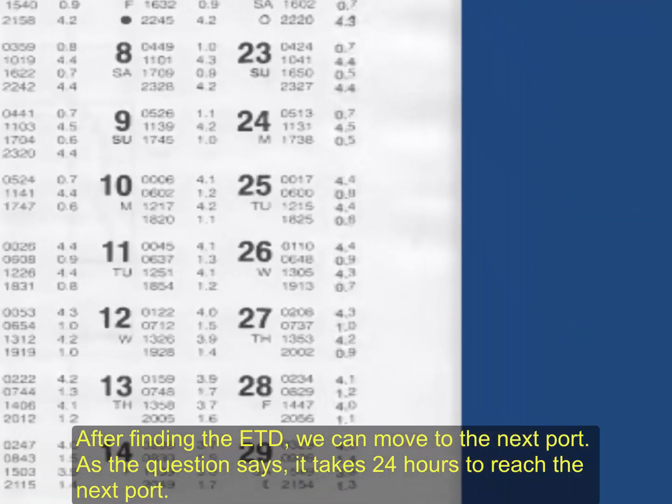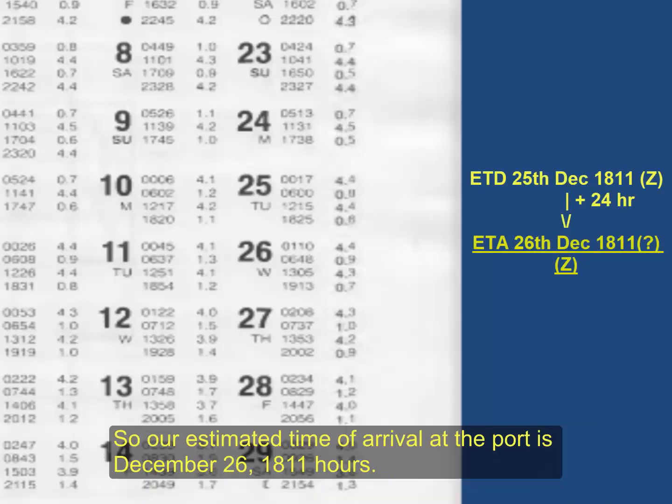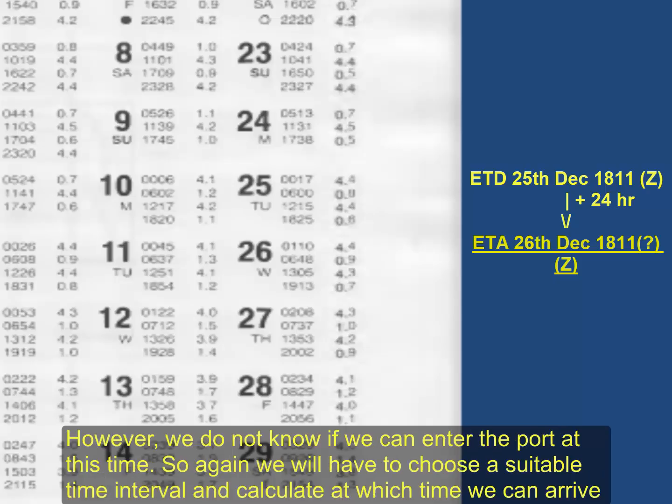After finding the ETD, we can move to the next port. As the question says, it takes 24 hours to reach the next port. So our estimated time of arrival at the port is December 26th, 1811 hours. However, we do not know if we can enter the port at this time. So again, we will have to choose a suitable time interval and calculate at which time we can arrive at the port.